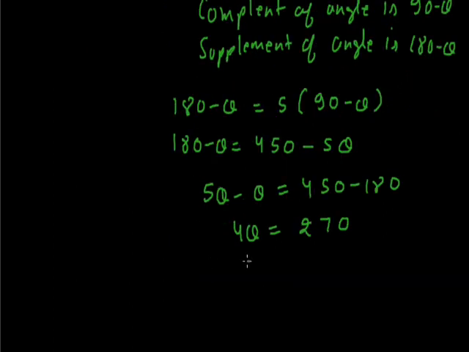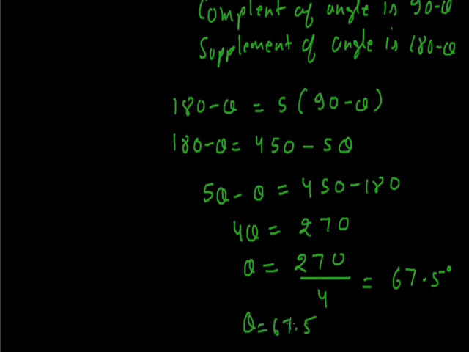Now theta equals 270 divided by 4. When 270 is divided by 4, it comes to be 67.5 degrees. So the required angle is 67.5 degrees.